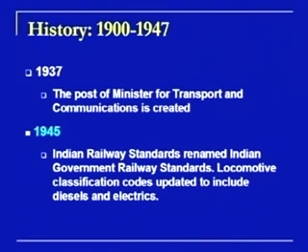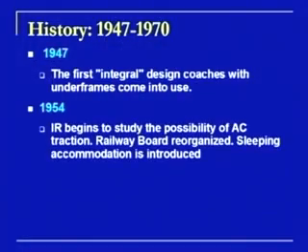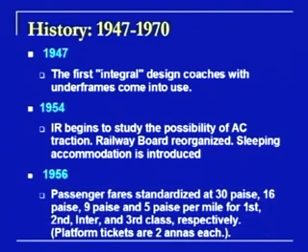Before that, most of the standards we had opted were from British India, and the British standards which had been followed in their country. So slowly we started taking up our own initiatives and having our own standards. Then integrated design coaches came into use. There was the possibility of AC traction; before that we had DC traction. We also started sleeping accommodations from 1954 onwards. The passenger fare was standardized in terms of different amounts per mile of the routes. The platform tickets were also started in 1956.